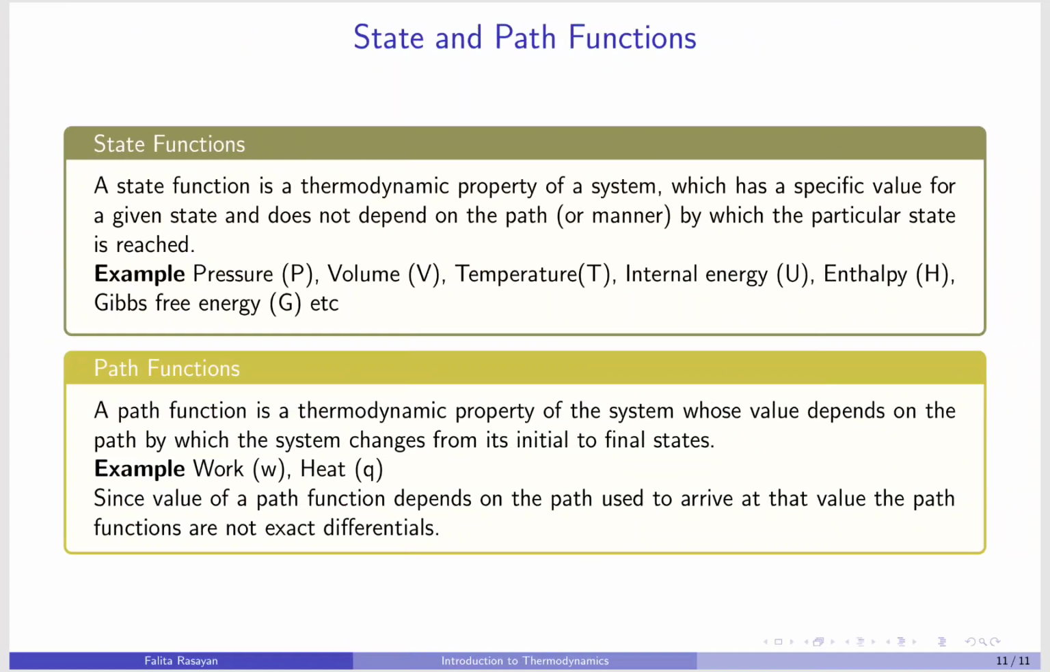Next is the path function. A path function is a thermodynamic property of the system whose values depend on the path by which the system changes from its initial to final states. Examples are work and heat. Since values of a path function depend on the path you use to arrive at the value, the path functions are not exact differentials. We'll talk about these exact and non-exact differentials in detail later.